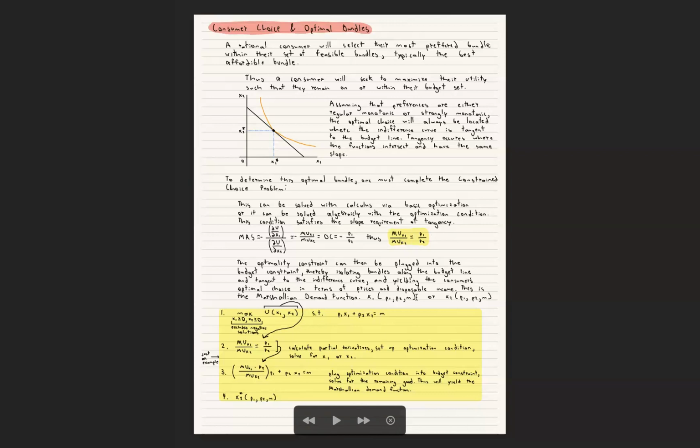So if you're looking to solve for the Marshallian demand function, I've got a breakdown right here for you. These steps are going to be identical every single time. So once these notes are posted, you can just go back and review that. It's pretty simple in itself and doesn't require too much other than memorization.